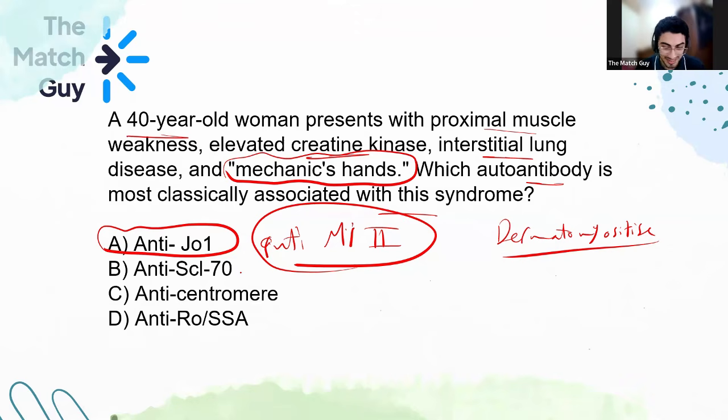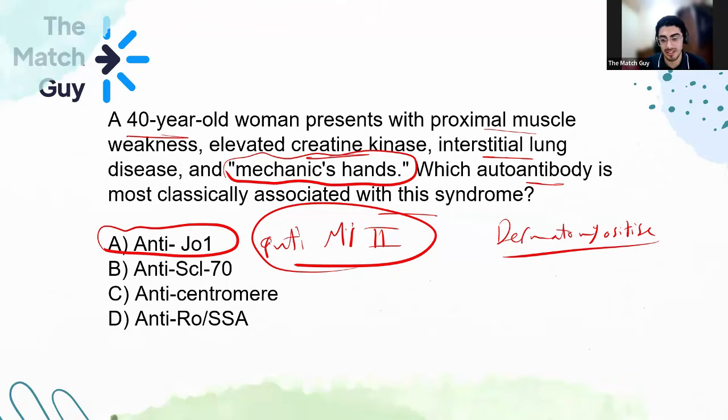Okay. All right. A question for you guys. Let's say that you confirmed the diagnosis of dermatomyositis. What would be the best next step you should do for this patient? So now we know she's having dermatomyositis. What is the best next step?